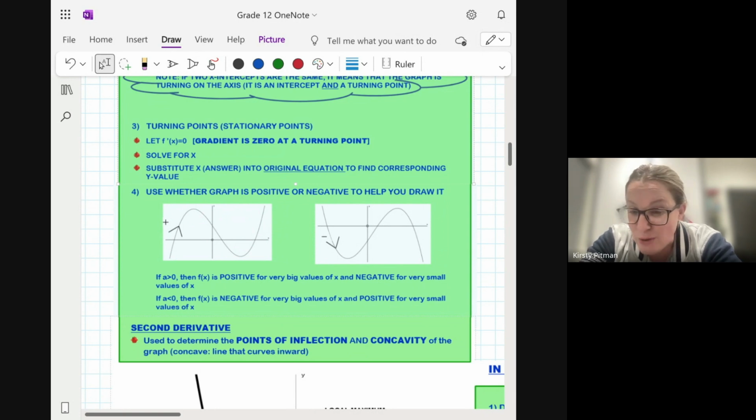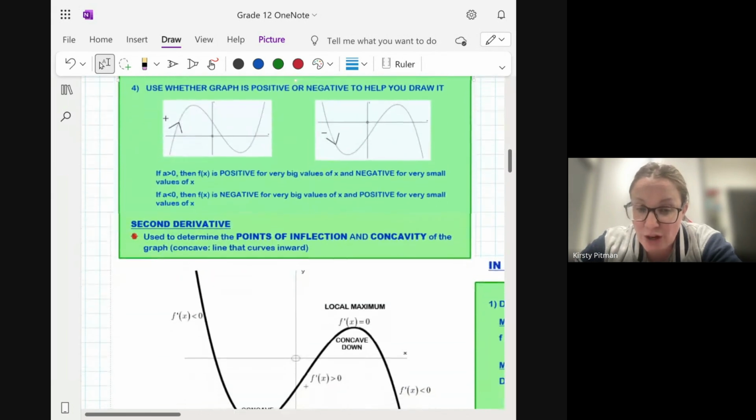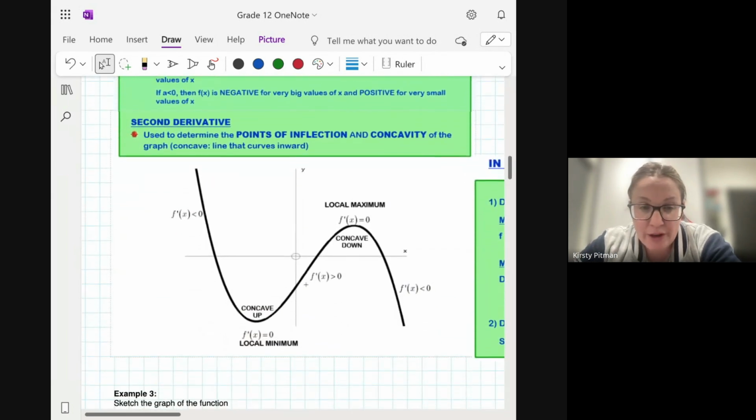Then we need to go back to our original a and work out whether the graph is positive or negative. Okay. If they ask us what the points of inflection are, then we will use a second derivative to determine this. But if they don't ask us, we're going to move on.